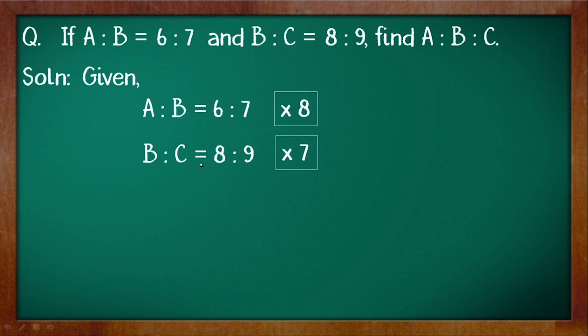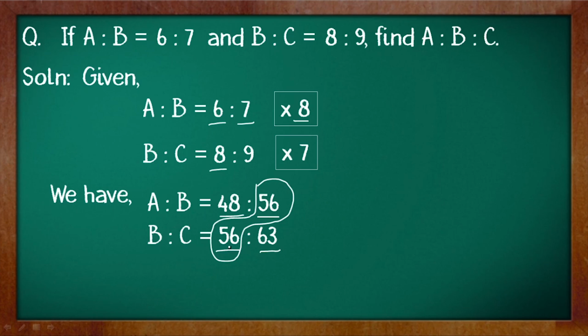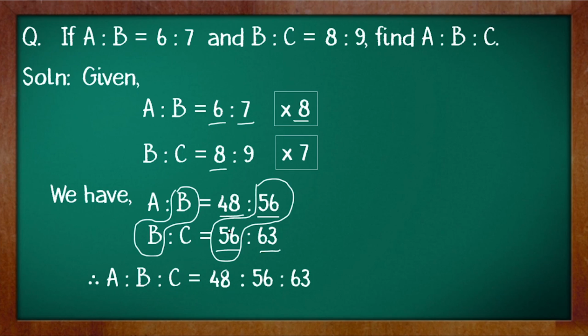What happens while doing that is, we have A is to B is equal to 6 into 8 is 48, and 7 into 8 is 56. Again, by multiplying by 7, we get the second ratio as 7 into 8 is 56, and 7 into 9 is 63. After doing that, you can see these numbers also become the same, 56 and 56, here also B. So now you just write A:B:C is 48 is to 56 is to 63. So this is the required ratio.